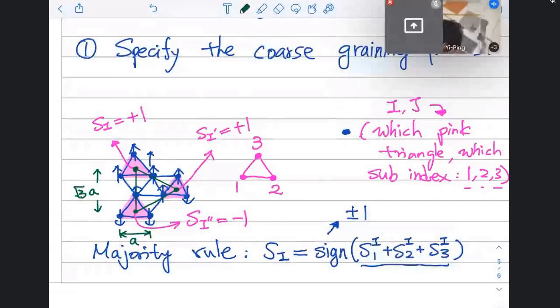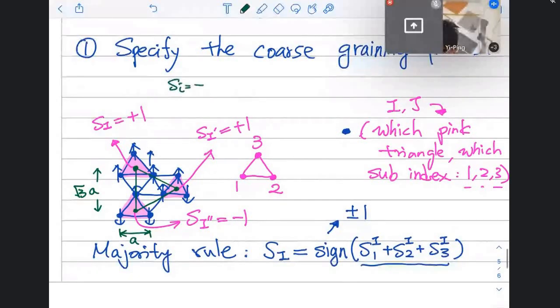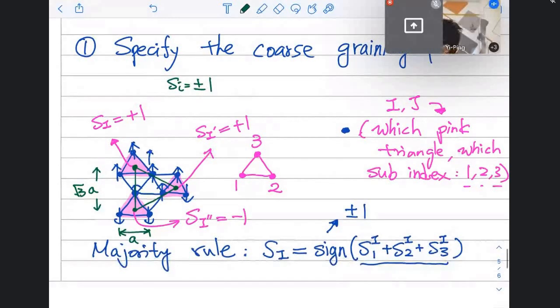So first, the SI can be only plus or minus 1 for the little triangle. And here we only consider the sign of it.